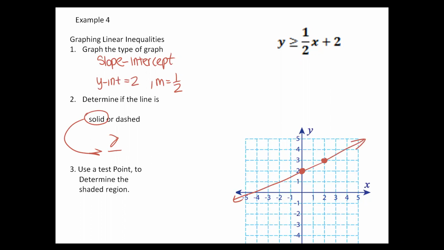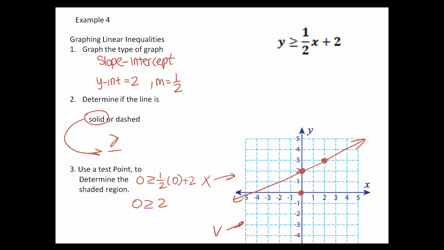Okay, let's test our point. In this case, we're still using our origin as 0, 0. So if it is good, we're shading the bottom side. If it is bad, we're going to shade the top side. So let's check it. In this case, 0 is greater than 1/2 times 0, plus 2. When we simplify this down, 1 half times 0 is 0, 0 plus 2 is 2. Is 0 greater than 2?